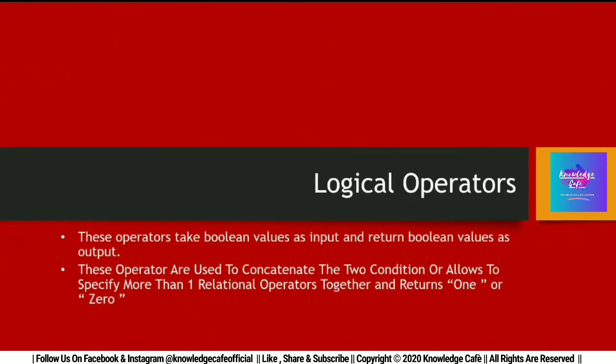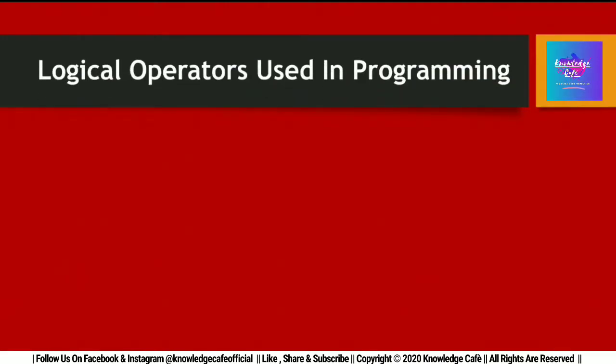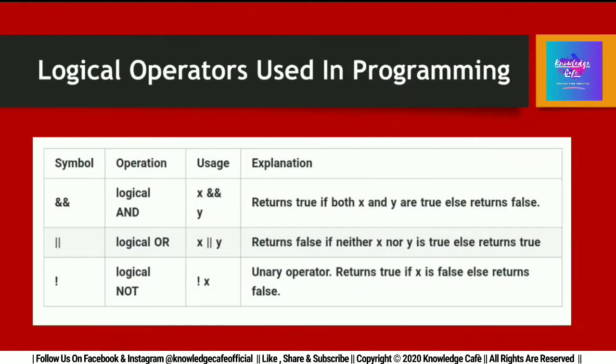What are logical operators? These operators take Boolean values as input and return Boolean values as output. That means true or false. These operators are used to concatenate two conditions or allow specifying more than one relational operator together and return 1 or 0. Now what are the different logical operators used in programming? They are logical AND, logical OR and logical NOT.